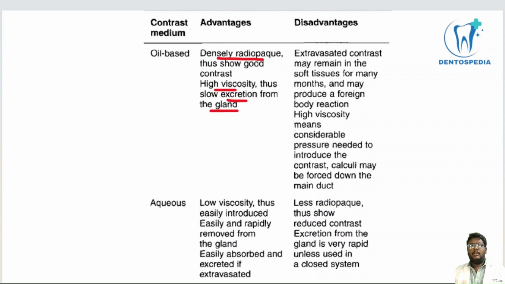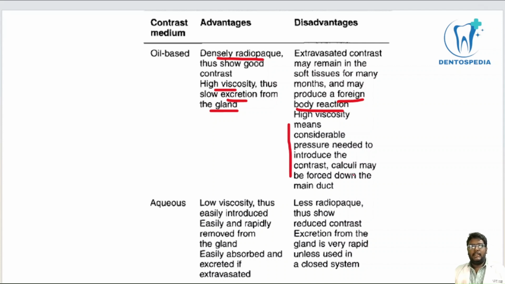Extravasated. During the emptying phase, we have to eject out the contrast media, right? So the oil-based contrast media might not evacuate from the salivary gland duct as you expected, because it is of high viscosity. We can't remove it completely from the duct, and it might produce a foreign body reaction. Also, we might face difficulty during injecting the contrast medium because it is highly viscous in nature. We have to apply high pressure to introduce the contrast medium into the duct.